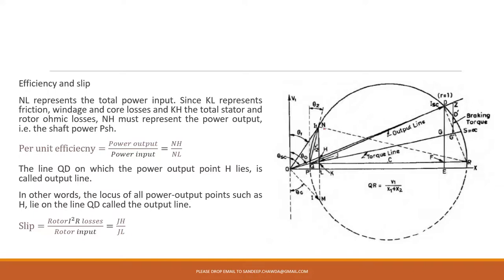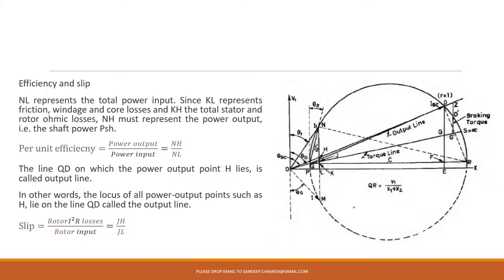So what will it be? It will be NH divided by NL. So you are also in a position to determine the per unit efficiency of an induction motor using the circle diagram. Now you could, I think, appreciate.